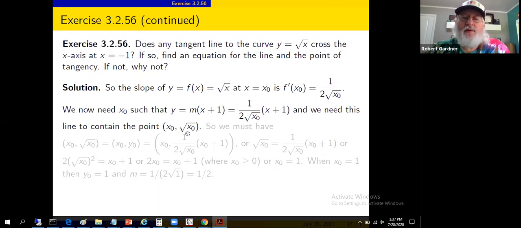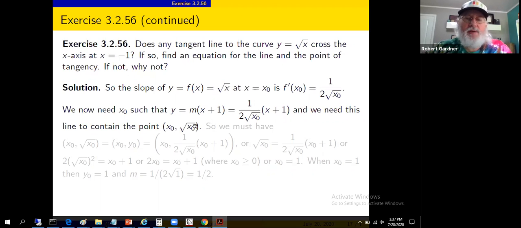Square root of x sub 0. So we need y equal 1 over 2 square root of x sub 0, times x plus 1. And we need this to contain the point x sub 0, square root of x sub 0. It's a point on the curve, and it's a point on the tangent line, the point of tangency to the curve.